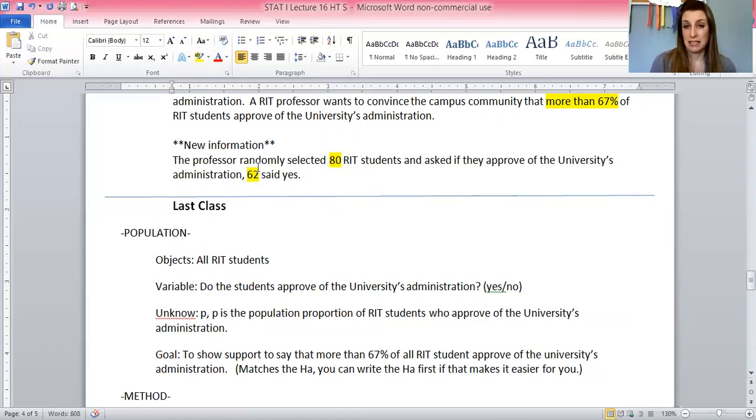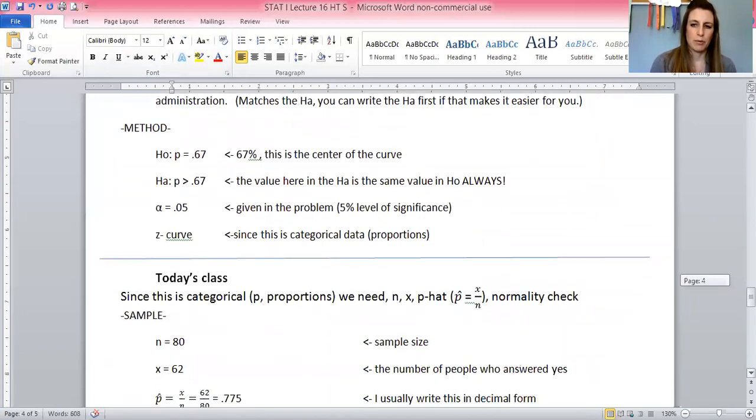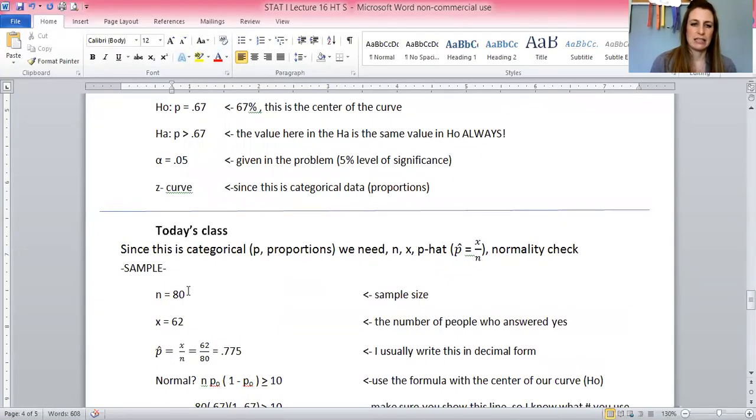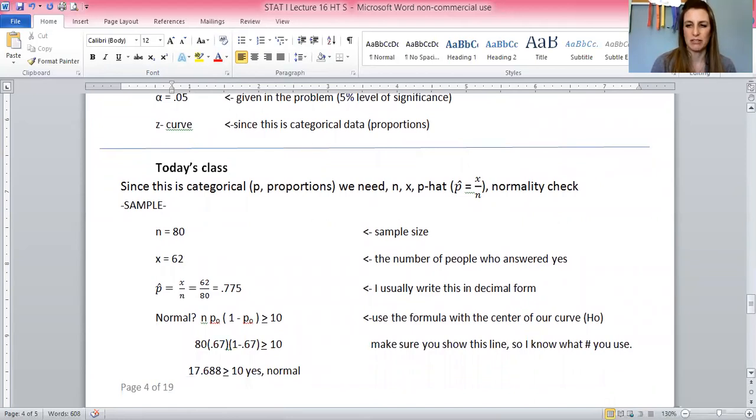So that's my x. I'm going to go right down here to the bottom of this page where I have my sample. So n, like I said, was 80, my sample size. 62 is the number of people that said yes. p hat is 62 divided by 80, which is 0.775. And then the normality check. This one's the only one that I think is going to be a little tricky for us, and we just have to get used to the idea.